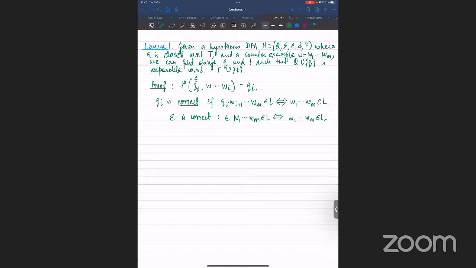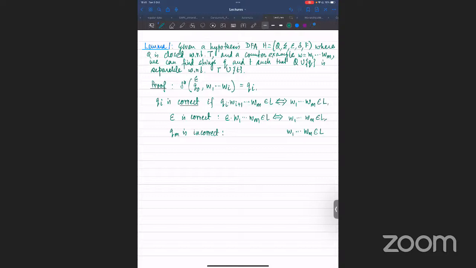What about the final state? Suppose the final state is qm. Qm is incorrect. Why? Because w is a counterexample. Which means that suppose w is in the language. So I'm saying that w1 to wm is a counterexample. If this is in the language, then your hypothesis automaton should not accept it, right?